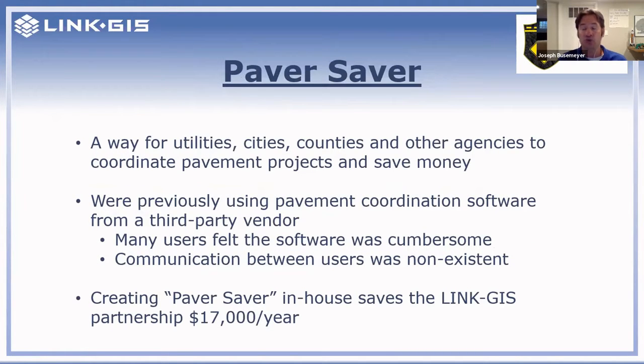LINK-GIS used to have a contract with a third-party vendor for use of a web mapping application they had developed as a way for cities and agencies to coordinate on pavement projects in Northern Kentucky. Well, that software was often thought to be kind of cumbersome, not very easy to use. A lot of people who were using it stopped entering data because they didn't really like the way it worked. And it wasn't really promoting coordination or communication between people who were entering in projects.